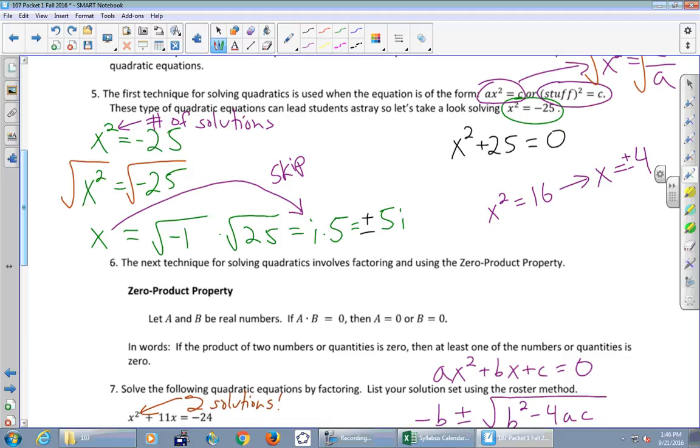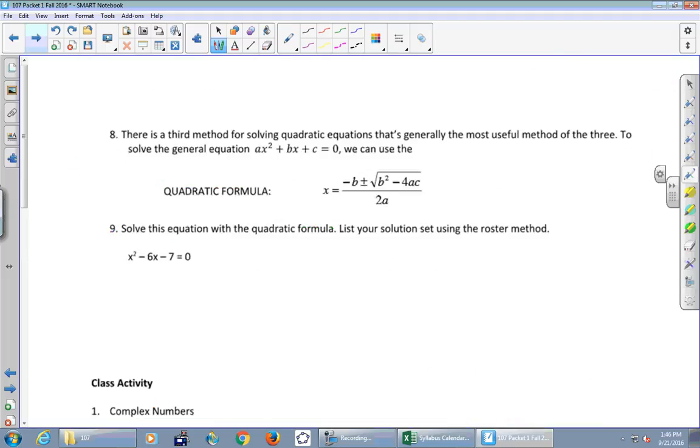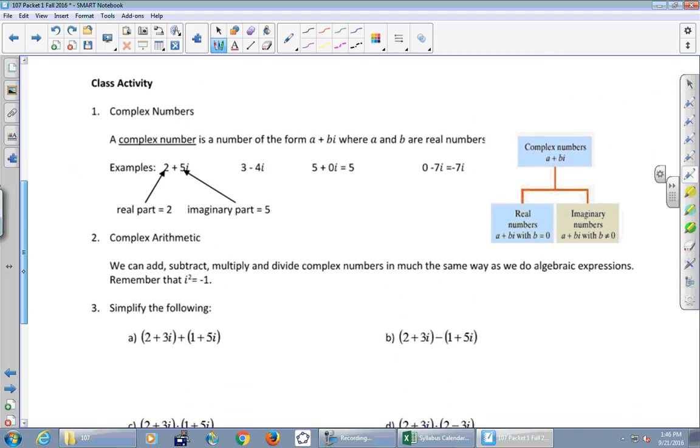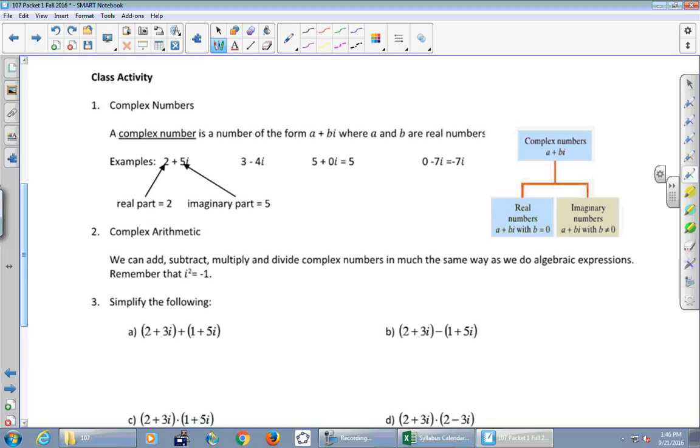Okay, on the next page is the quadratic formula written out. You are going to jump to this class activity right here. Raise the flag if I can help.